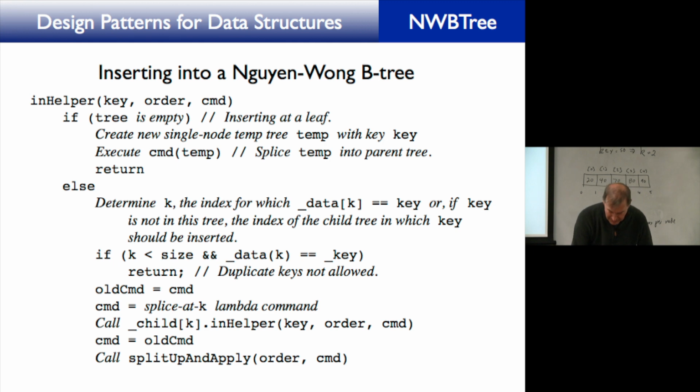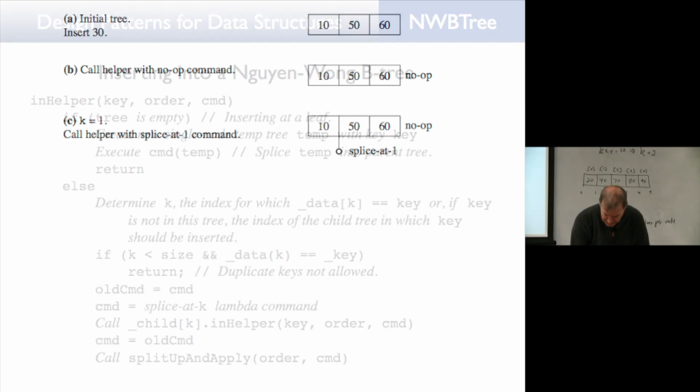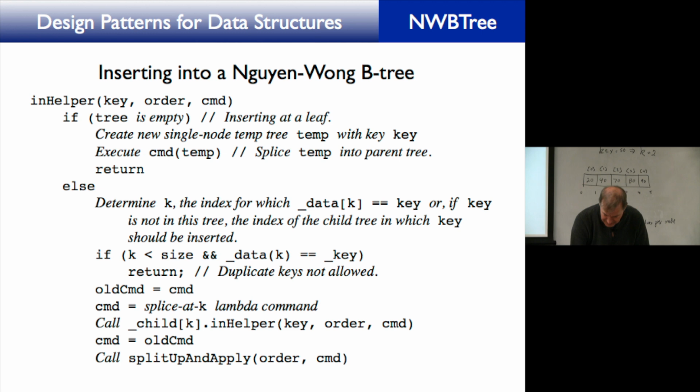In helper, if what? Is tree empty? Yes. Are you with me? So what happens if tree is empty? Create a new what? A single node temp tree temp with key what? No. The key is 30, right? Are you with me? Okay, so the key with key 30.